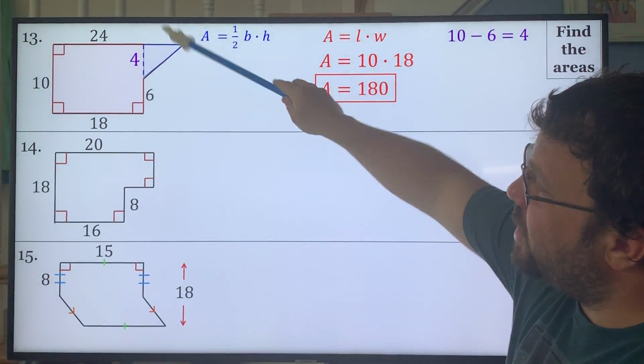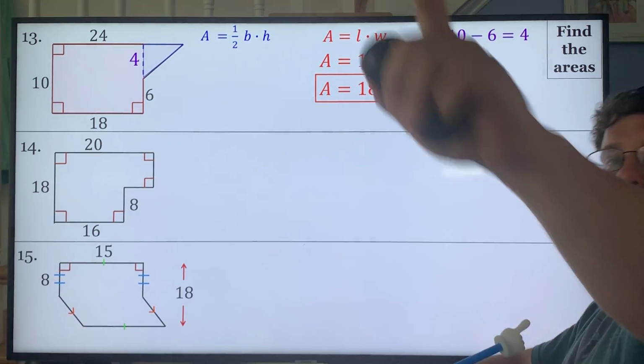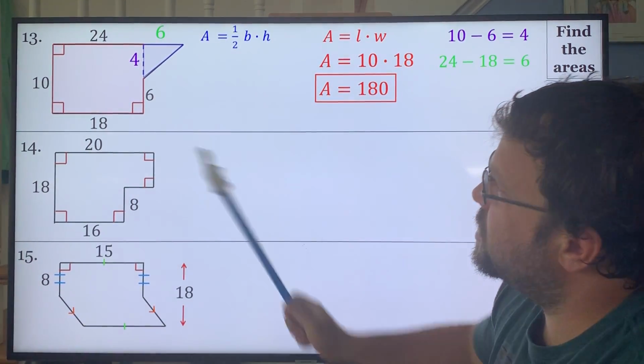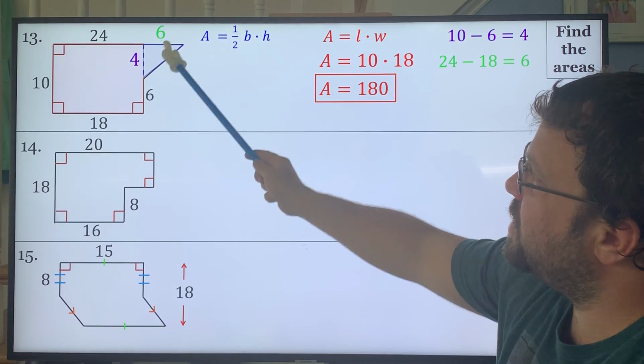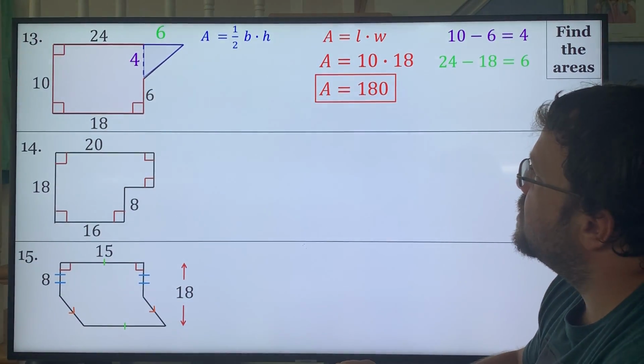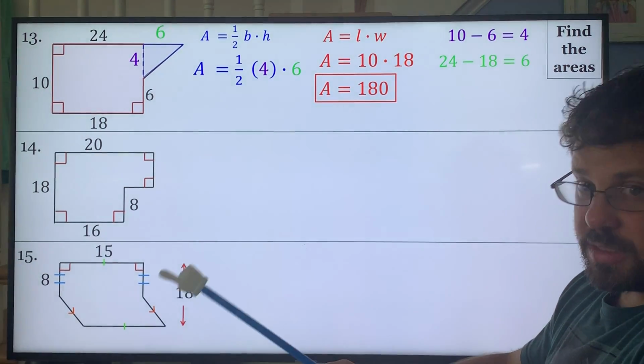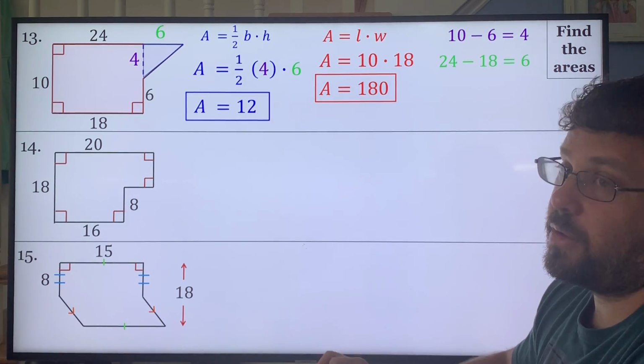All right, so now to find this, what do you get? Good, you should have said 6. 24, the whole distance, minus 18 is 6. So 1/2 of 4 times 6 is 2 times 6, which is 12.